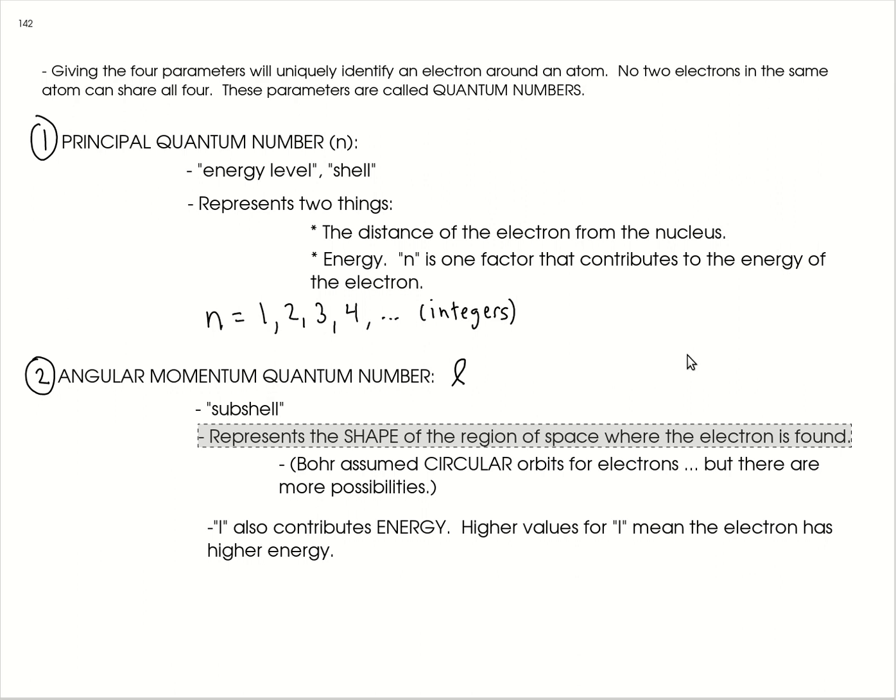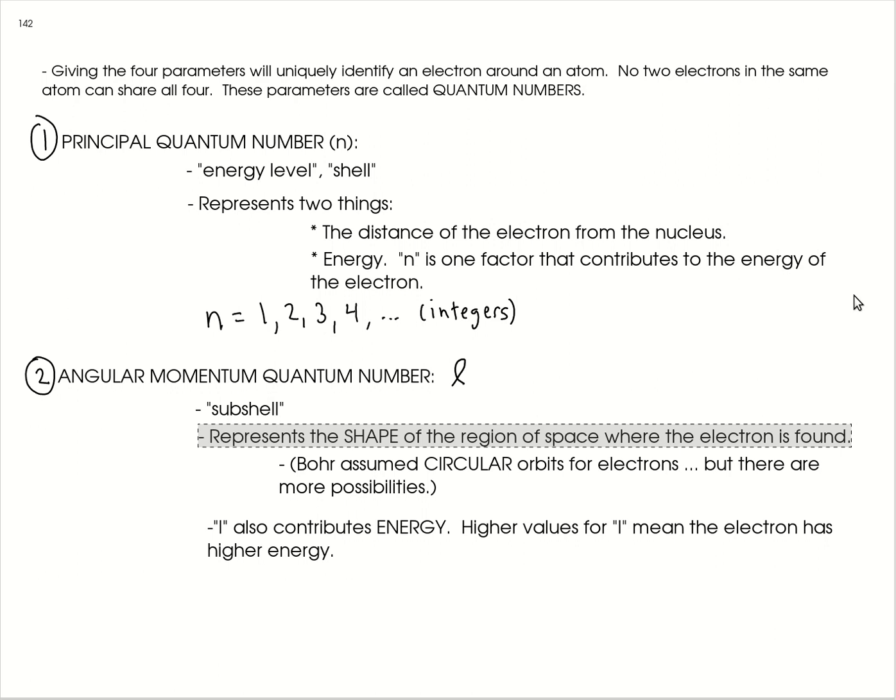So in the Bohr model, the only thing you had were circular orbits. So essentially Bohr assumed all the electrons traveled in a nice, neat circular path around the nucleus. Now in quantum mechanics, we don't generally talk about path at all that much. So remember, quantum mechanics is a probability distribution. It says where is the electron likely to be.